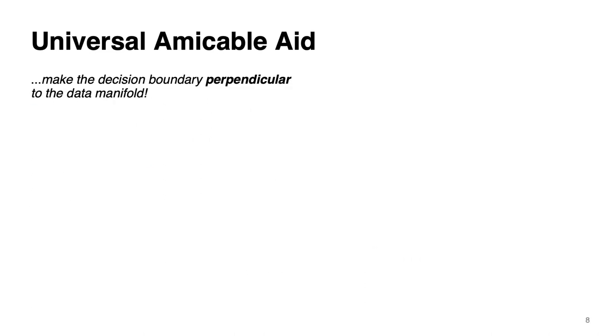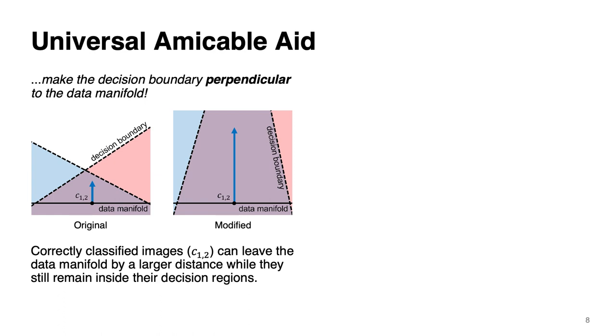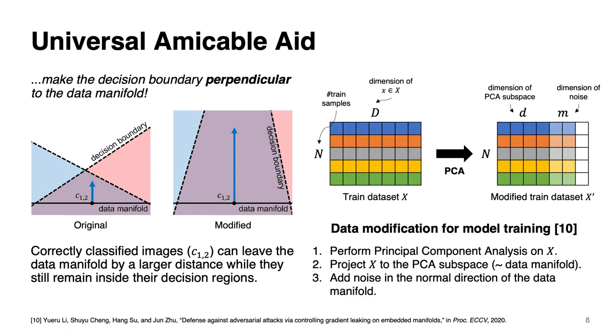So to overcome such a challenge with universal amicable aids, we make the decision boundary perpendicular to the data manifold. The primary challenge with universal aids is that correctly classified images cannot be moved by a great distance. By making the decision boundaries perpendicular to the data manifold, a large number of correctly classified images can leave the data manifold by a larger distance while they still remain inside their decision regions. To realize this, we adopt a data modification method from a previous study, which modifies the training dataset to contain noise in the normal direction of the data manifold, so the model learns decision boundaries perpendicular to the data manifold.